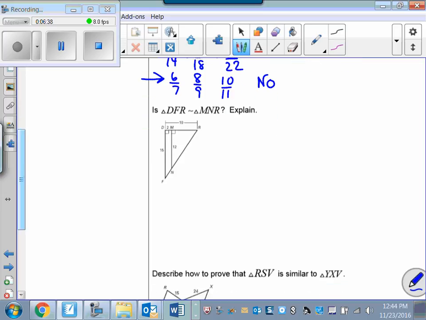All right, let's look at these two triangles. Is triangle DFR, I'm going to highlight that, DFR, that's the big one, is it similar to MNR, this little guy right here?